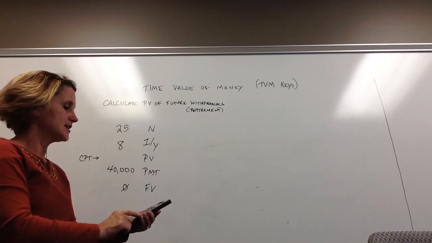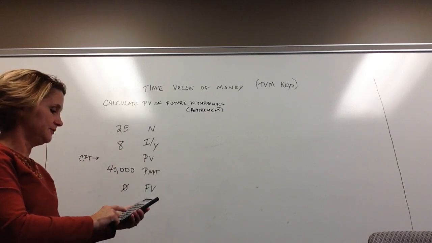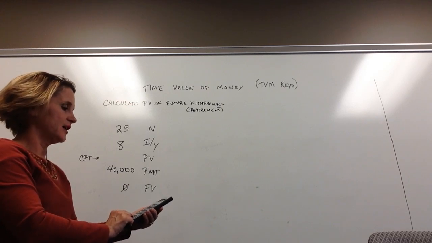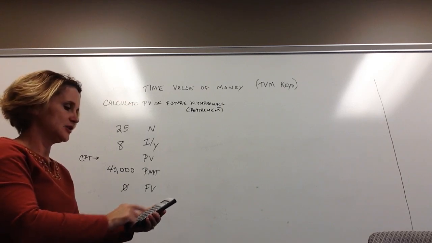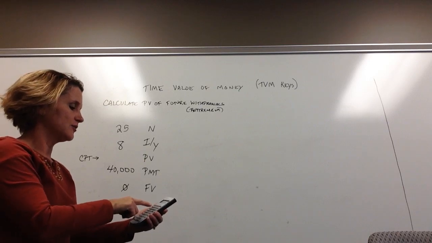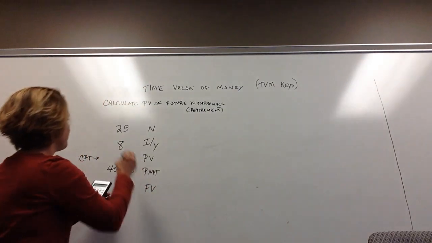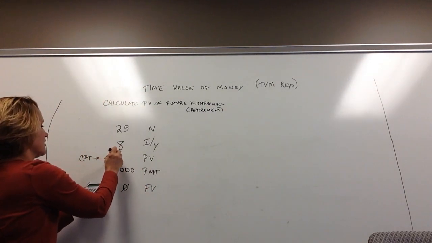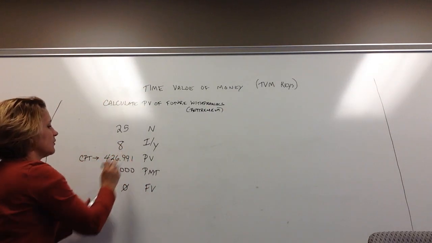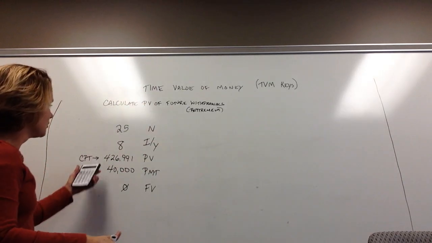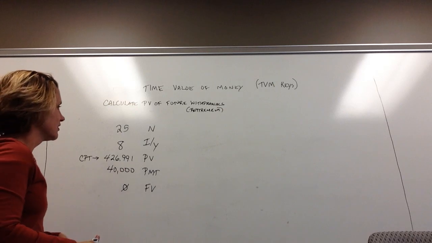So 25 is our N, 8 is the I/Y, $40,000 payment, zero out that future value, and compute the present value. So then that is $426,991. So we can leave the cents off. It's 5 cents, but we'll just stick to the whole dollar there.